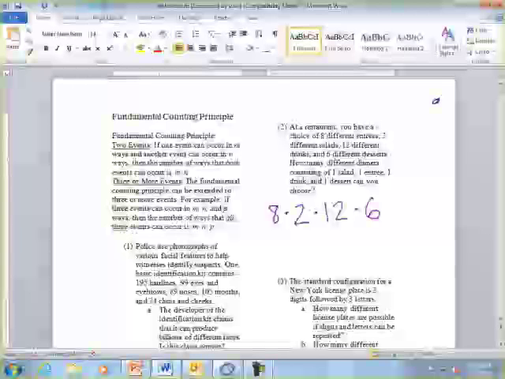So how many different ways could we put all that together and go out to eat with this many people and everybody has a different meal? We multiply that all together. 8 times 2 times 12 times 6 gives 1,152. So I could go out to eat with 1,151 of my closest friends, and we could all have a different meal. Okay. Questions?